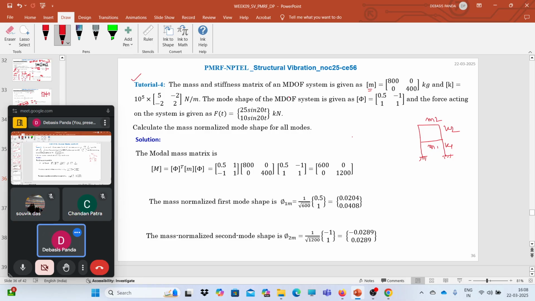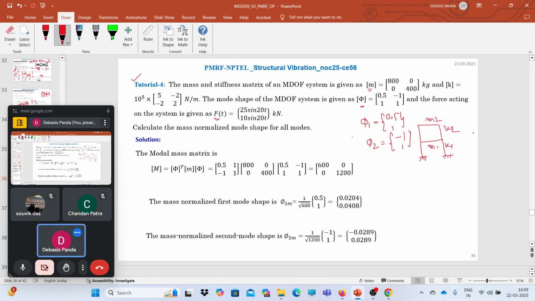Now the mode shape matrix phi is also given. Look, the phi is here. The notation of phi is correct. Big phi is given. That means phi 1, the first mode shape, is 0.51 and phi 2 is minus 1, 1. Right? Okay. The force acting on the system is given as Ft, 25 sine 20t, 10 sine 20t.